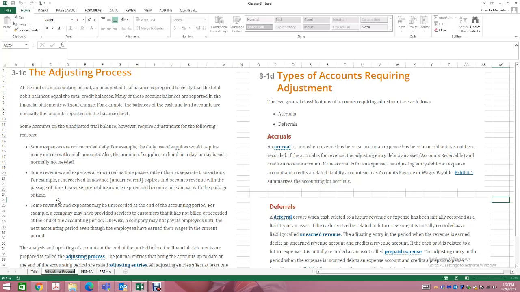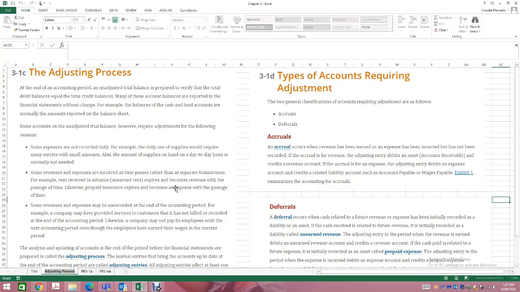Another example of why an adjustment is needed is for revenue accounts. Some revenue and expenses are incurred as time passes rather than on separate transactions. For example, they give you here in the textbook rent received in advance. So you are leasing an office building and they pay you in advance for the whole year. So you have unearned rent. As that rent expires month over month, you can start recording the revenue that you've earned.